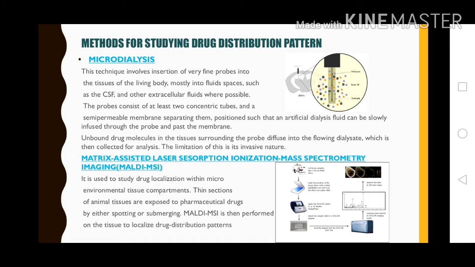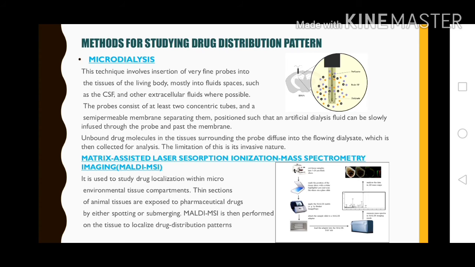So towards the last topic of our syllabus, the methods that are used for studying drug distribution pattern. The methods are microdialysis, matrix assisted laser desorption ionization mass spectrophotometry imaging, in short form MALDI-MSI. The third one is autoradiography, and the fourth is positron emission tomography.